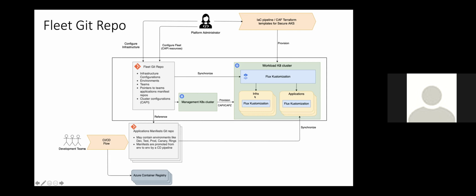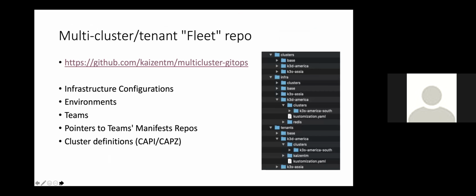That Flux will remotely install all necessary configurations on the new cluster, including Teams applications. So the fleet repo, this guy, serves as a joint point that connects all pieces together. Like I said, it's maintained by the platform administrator team, and it contains information about what infrastructure applications and configurations should be applied across clusters in the fleet.